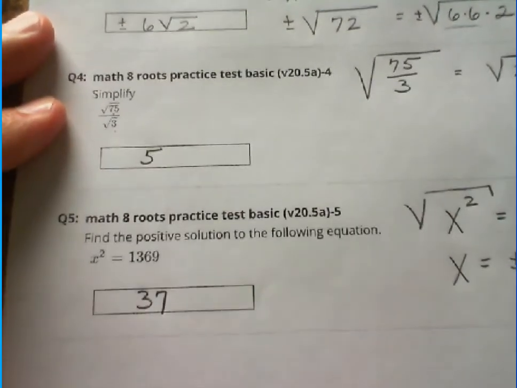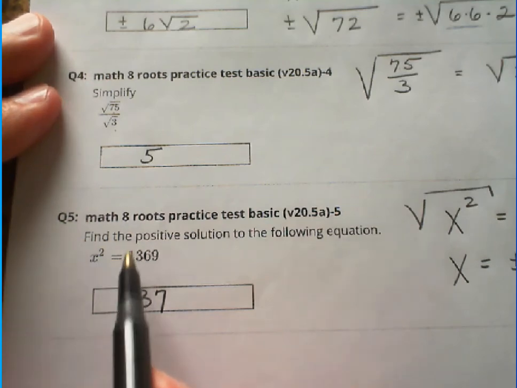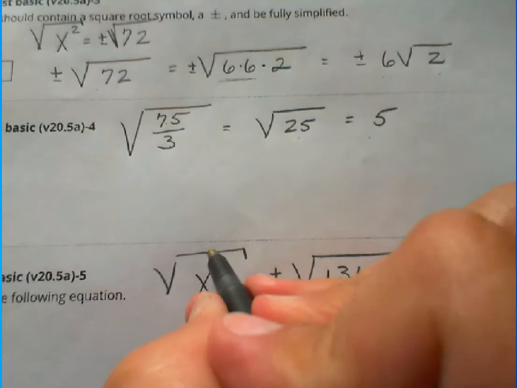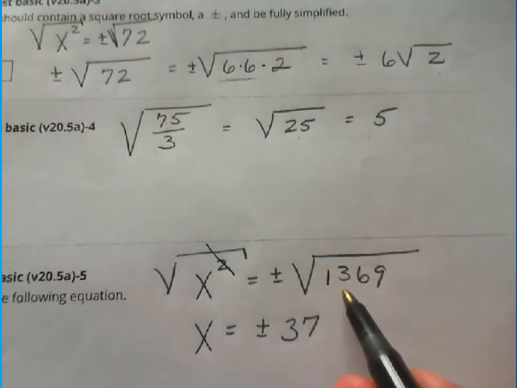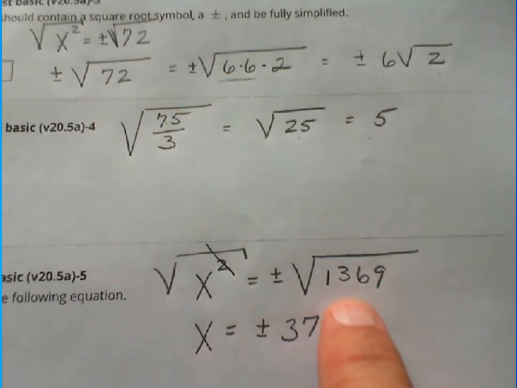This one, definitely going to need a calculator here. So in order to solve for this, I'm going to take the square root of both sides. So I have the square root of x squared. These guys are going to cancel out. And plus or minus the square root of 1,369. I used my calculator and I found out that that is 37. So my answer is plus or minus 37. That means 37 squared equals 1,369, and negative 37 squared equals 1,369.